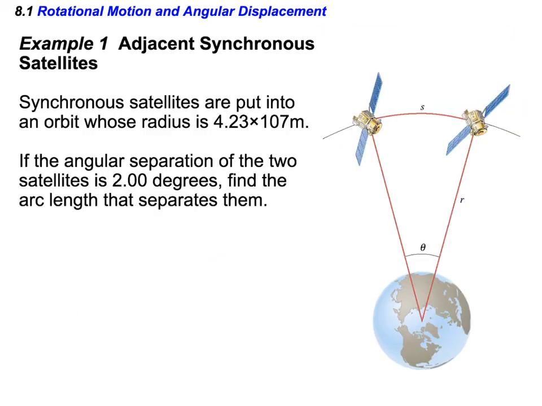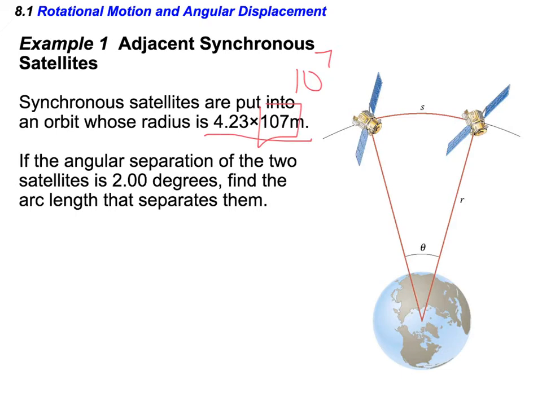Let's look at an example here of a satellite that's moving in a circular path about the Earth. So we have two satellites that are put into the same circular orbit in that their radius is 4.23 times 10 to the 7th meters. And I'm sorry for the formatting error. This should be 10 to the 7th. Sometimes when I convert over onto the iPad, it screws up. So anyway, that is 10 to the 7th, not 107 meters. And so that's the radius of the circular orbit.